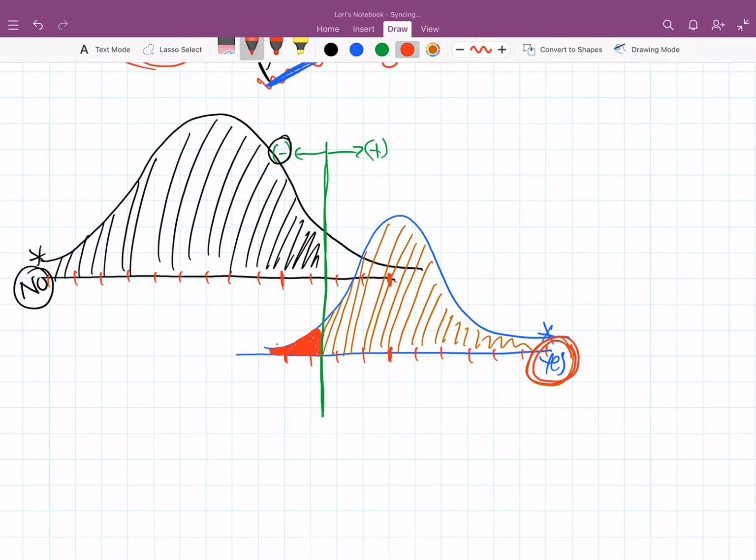There's another group that also has an issue, and that's this group right here.